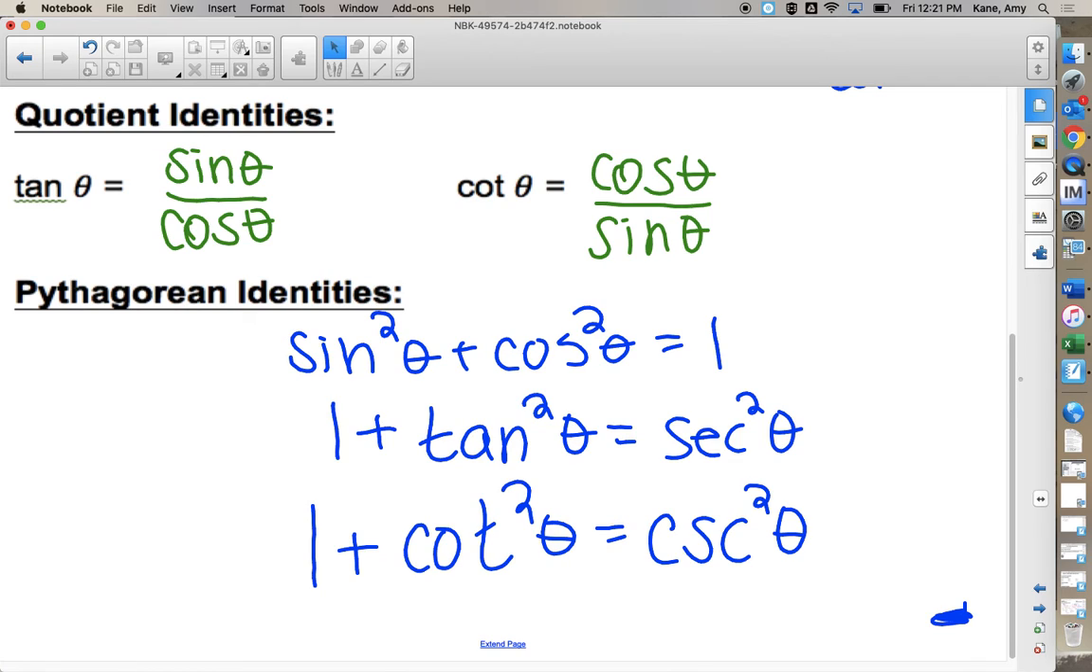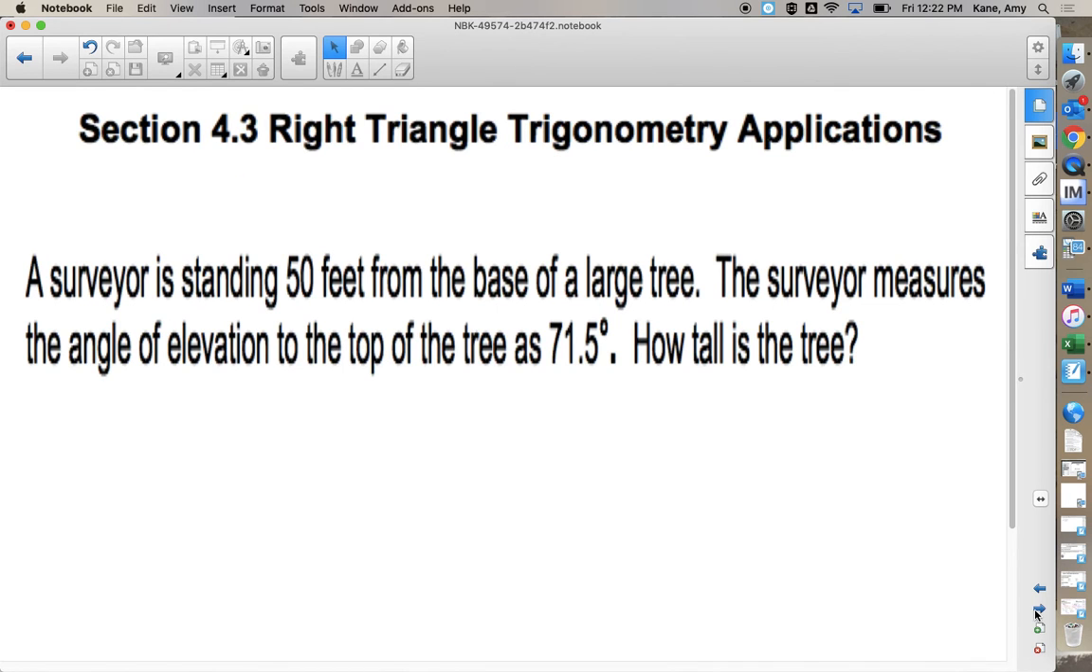So in your packet, if you will flip to page 27. Page 27 has 3 little word problems, and at the top it should say right triangle trigonometry applications. These 3 problems are part of your homework, and I think you probably can do them now. You're going to draw yourself a diagram, and then after you have the diagram drawn, you're going to label the sides of the triangle and decide, based off the sides that you have, whether those sides apply to sine, cosine, or tangent.